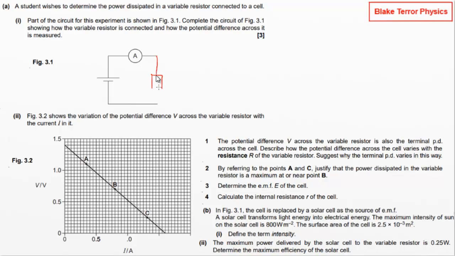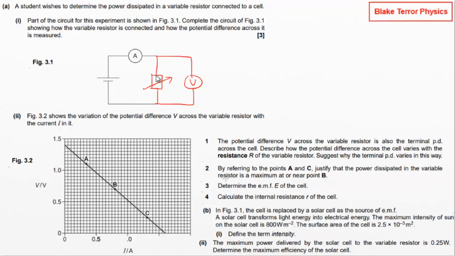So we've got to put the variable resistor in. The resistor with the arrow through it, we're going to want to measure the voltage across that, so we just put our voltmeter in parallel. Figure 3.2 shows the variation of PD across the variable resistor with current. So they're just taking their ammeter and voltmeter readings and plotting those out.